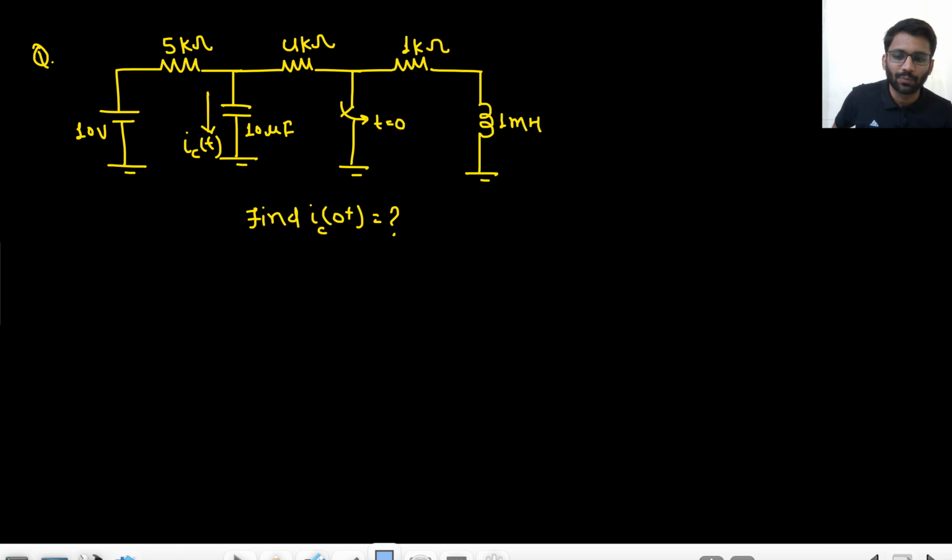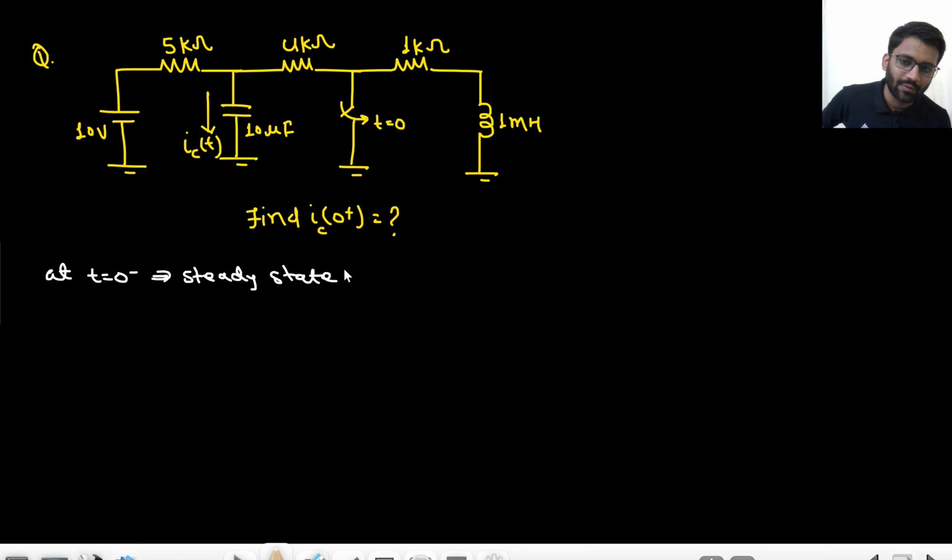We have to find I of 0 plus. Okay, so for t less than 0, steady state would have been reached. So at t equals to 0 minus, steady state would have been reached, right? So what will be the, let's just call this as VC and this as IL. So tell me what will be the VC at 0 minus?